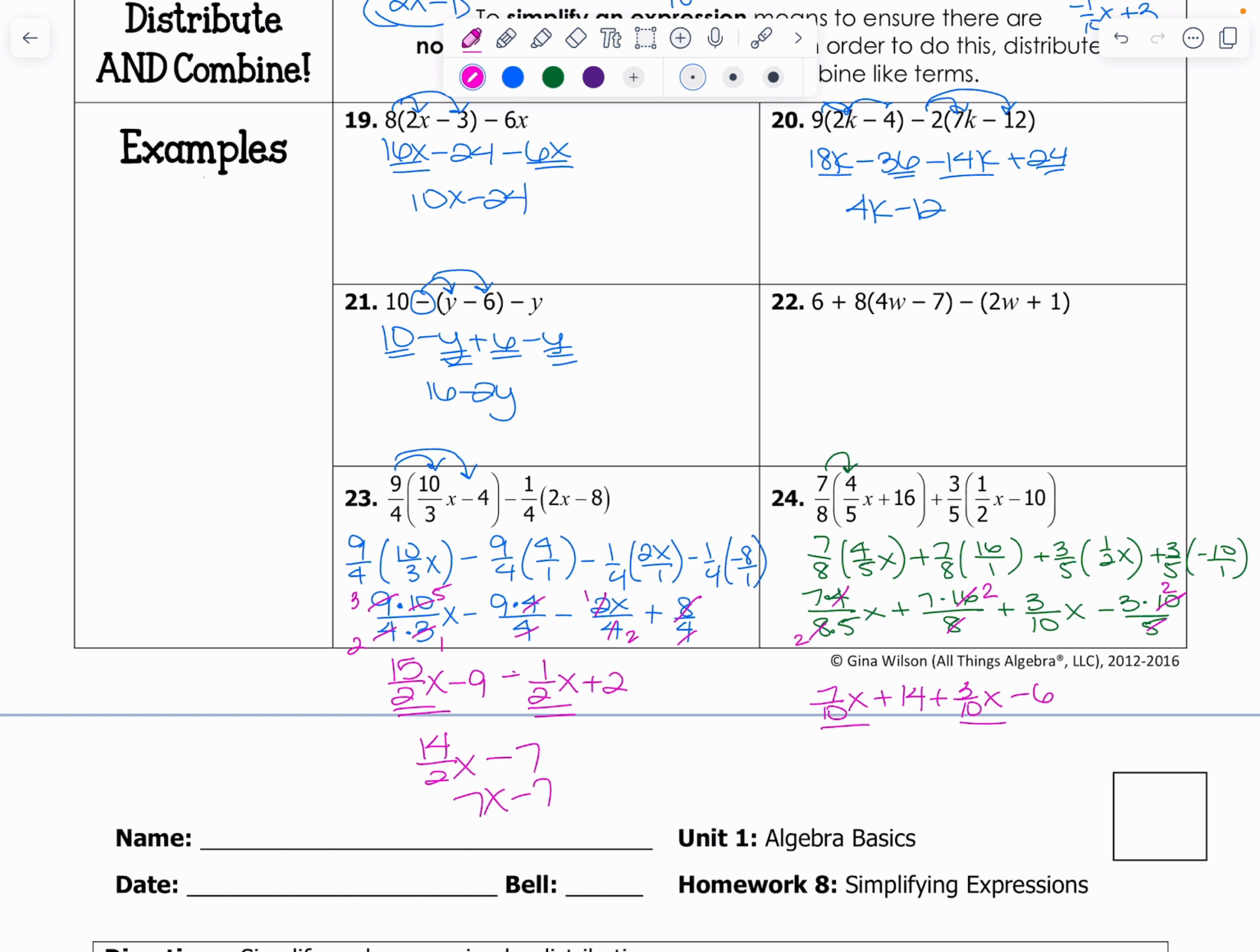So now I have a 10 over 10x conveniently, and then a 14 minus 6, which is a positive 8. So I get x plus 8 because my 10s reduce. Okay, and that is it for this lesson.